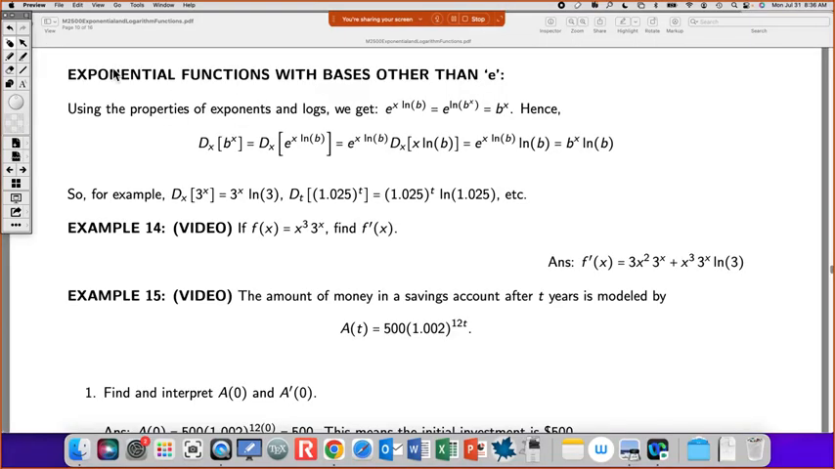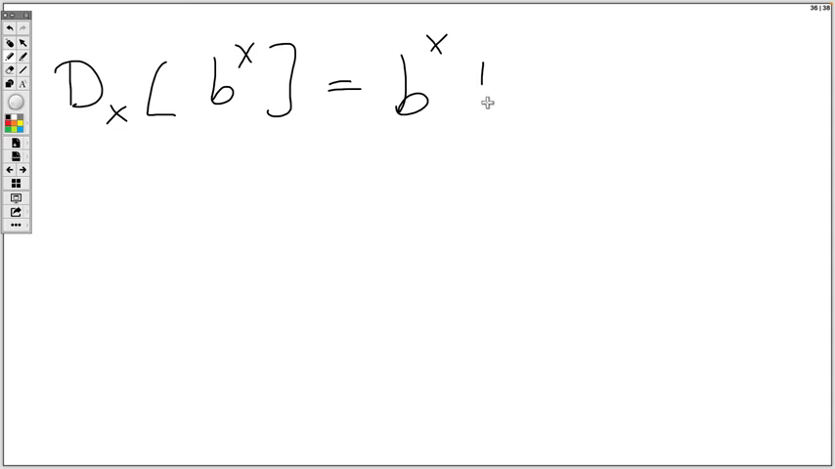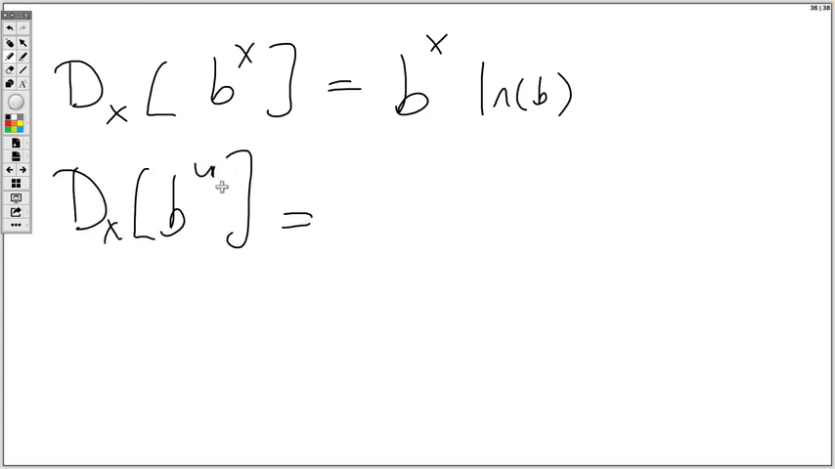And then it's up to you what you want to do with it. If you want to memorize the formula, fine. You can memorize the derivative of b to the x is b to the x natural log of b. And notice when b equals e, the natural log of e is 1. The derivative then of b to the something is b to that thing times the natural log of b times the derivative of that something.